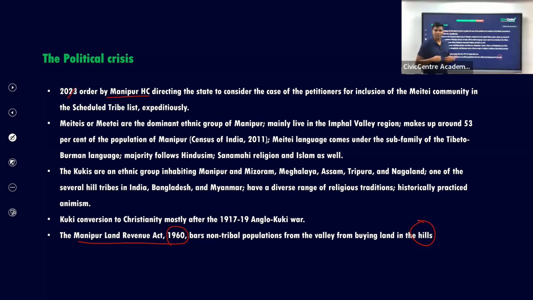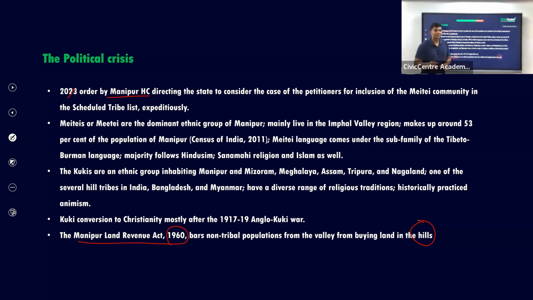We are non-tribals and we live in the valley, and the valley is very limited. Nearly 80 to 90% of the area is in hills. But since we are non-tribals, we cannot buy land there and settle. Sir, this is our land. Please consider giving us scheduled tribe status so that we can also go settle there. That was the petition filed in the High Court.